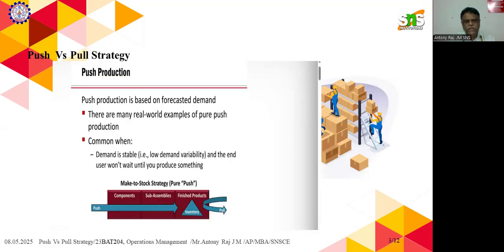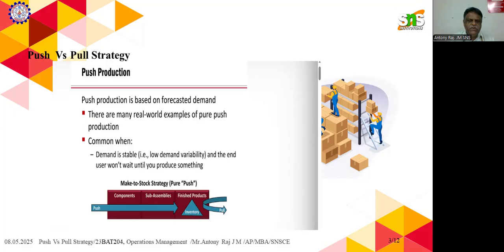Push is always based on forecasted demand. So where your demand is going to be very, very clear and very, very stable, not much of a fluctuation, the variation is also going to be very, very less. That is why the stability comes in, and the end user is not going to be waiting. So you produce based on the forecast, and you have to push it.